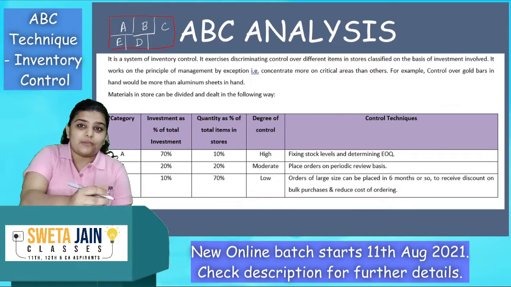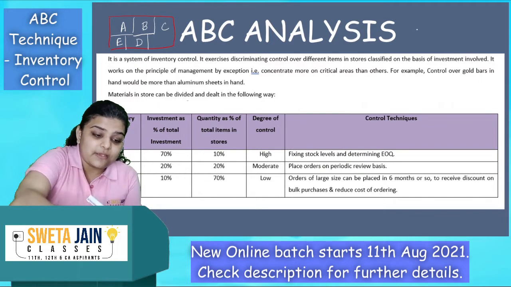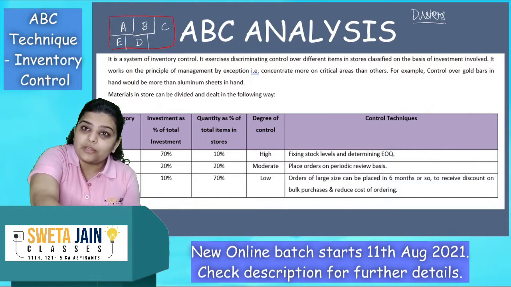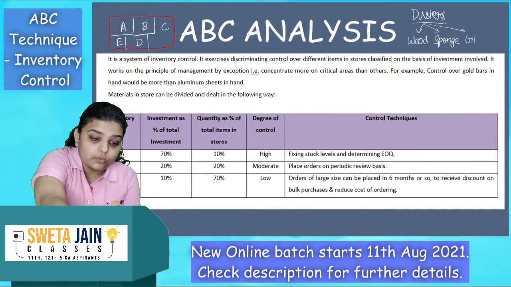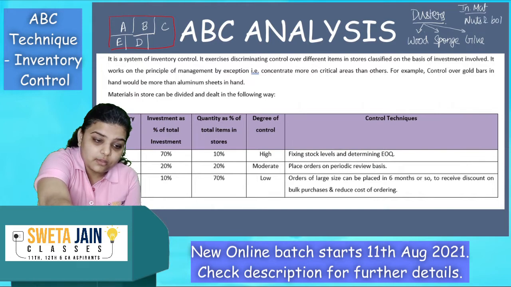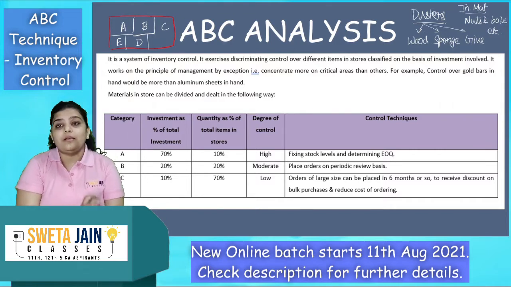For example, let me give you an example of an industry which is making dusters. Now, what raw material do we require for dusters? We require wood, we require sponge, we require glue, and there might be certain indirect materials also in the factory, such as nuts and bolts, etc. So these all are our raw material which is stored in the warehouse.